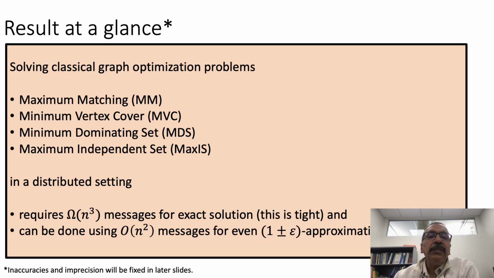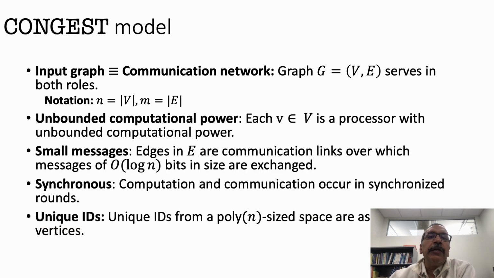As far as we know, these are the first cubic in n message complexity lower bounds for graph problems. Usually, these types of lower bounds are quadratic in n or linear in the number of edges. I also want to highlight the sharp separation between the bounds for exact solution and the bounds for approximate solution that we show. We work in the standard CONGEST model of distributed computing.